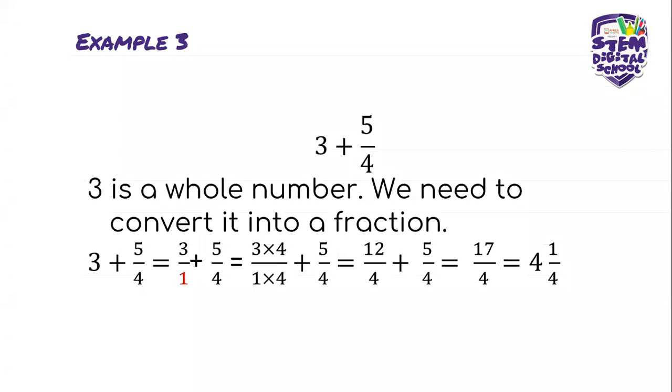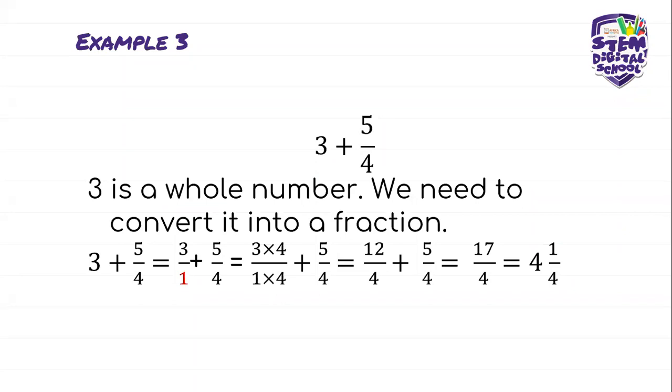And then the last example there, example 3, you can see that 3 is a whole number, and then all that we need is to turn it into a fraction. How do you turn 3 into a fraction? You divide it by 1. So as you can see, 3 over 1 plus 5 over 4, and then you can just tell that the lowest common multiple there will be 4.